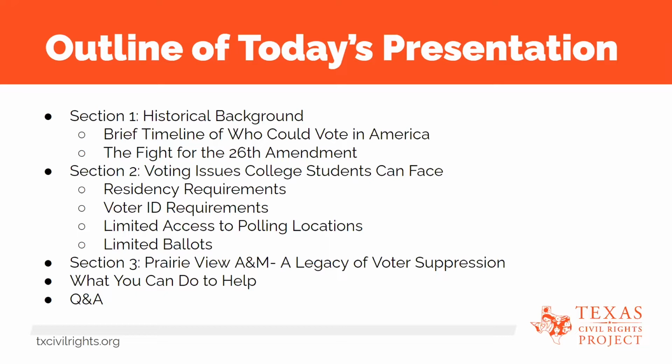And then we're going to wrap up our discussion tonight with Section 3, which is a case study of Prairie View A&M and the 50-year legacy of voter suppression against students who attend Prairie View A&M. Then we're going to move on to what you can do to help protect voting rights for our fellow Texans. And then whatever time we have left, we're going to move into a question and answer session. So if you have any questions while we're going through the presentation tonight, just put any questions in the chat window and we'll get to as many of them as we can at the end of the presentation.